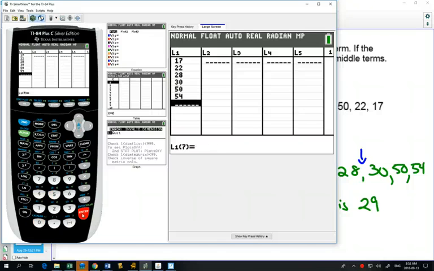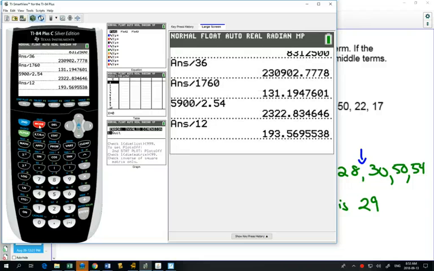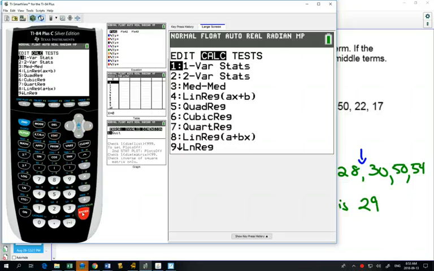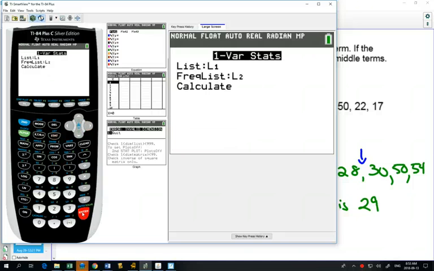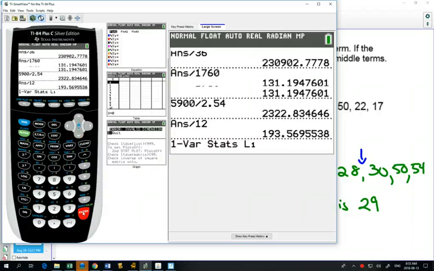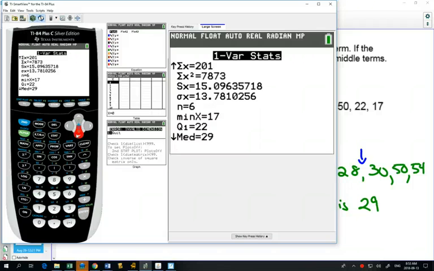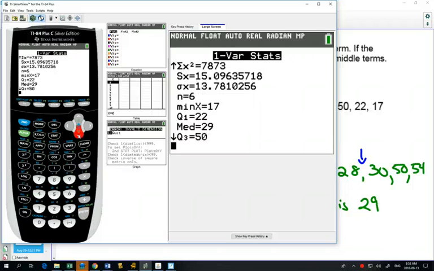Once your data is in, you can also go to the statistics button to do all of your calculations. We only have list 1. We don't have anything in list 2, so you can delete list 2. And go to calculate. Narrowed down to get to the median, and it does show up as 29.